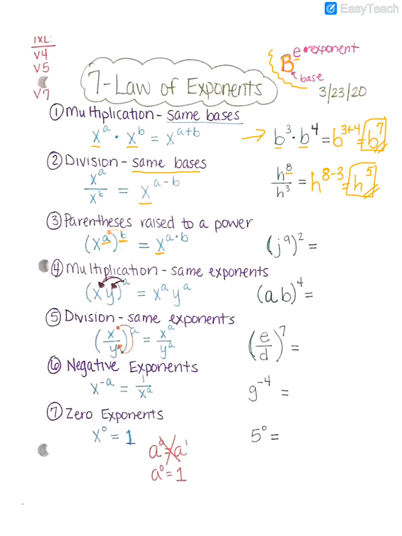If you look at the example to the right, we have j, and what we're going to do is multiply. So we're going to keep the base, and then we're going to do 9 times 2, which becomes j to the 18th power.